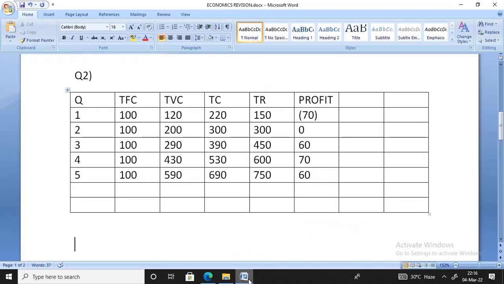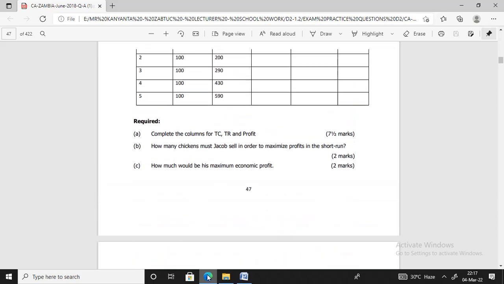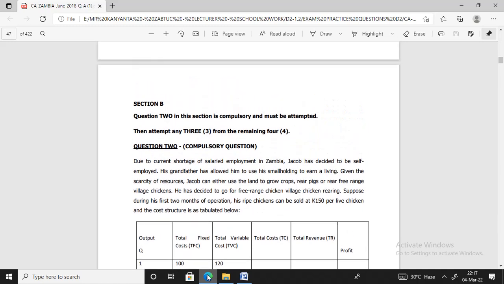Scarcity means resources are not enough. Scarcity means limited resources. Now, Jacob had to make a choice because the father gave him a small holding, which is not enough for him to rear chickens and do other things on the same piece of land. He can't rear chickens and also do other things.